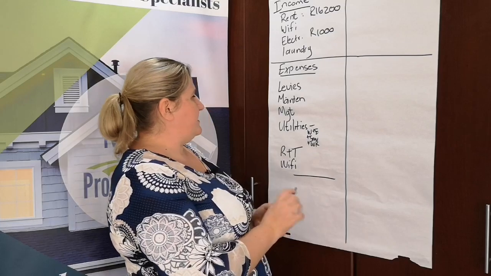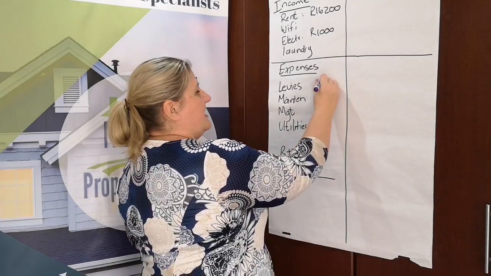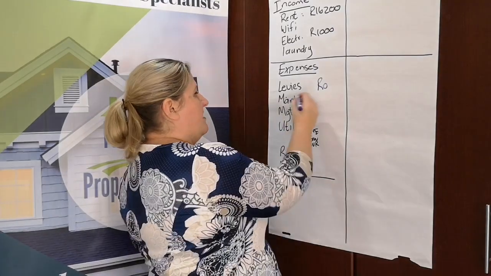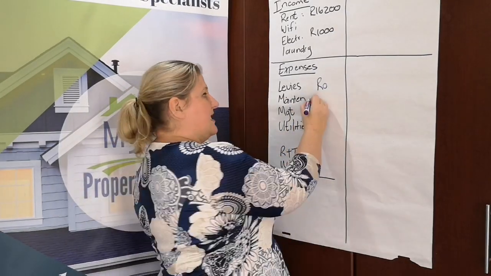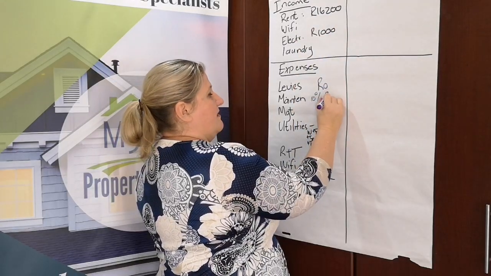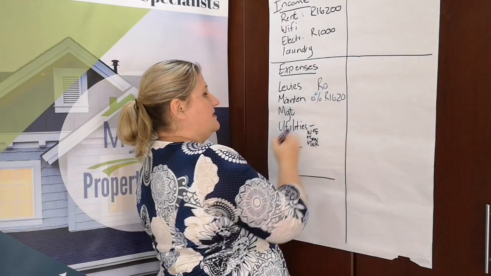Right, so on my property, I didn't have any levies because it wasn't in a complex, it was a standalone house. Maintenance, I always planned for 10% of my rental income. That was 1,620.